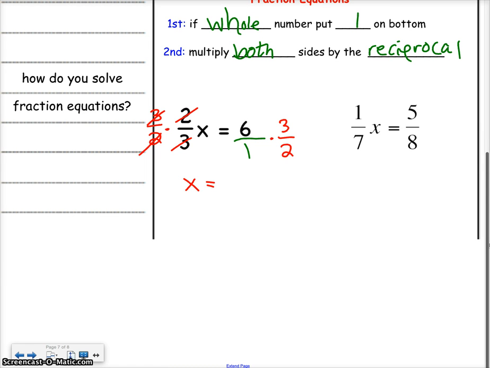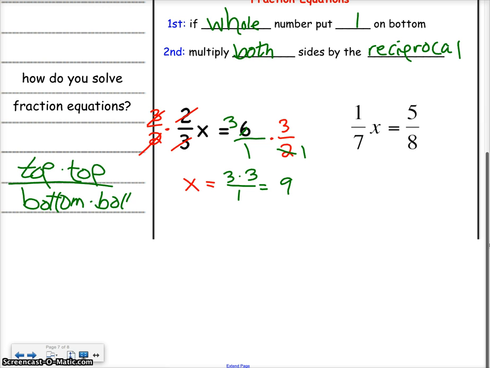Now this is where you have to remember when you multiply fractions, it's top times top over bottom times bottom. I am going to cross simplify. So now it's going to be 3 times 3 over 1. 9. X is equal to 9. Top times top over bottom times bottom. Maybe you need to remind yourself that if you forget, because you're going to be doing that a lot today. So when you multiply fractions, you always multiply the tops, multiply the bottoms. Do not get common denominators. You only get common denominators with adding and subtracting.